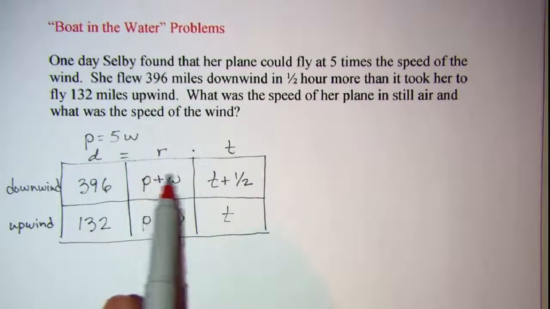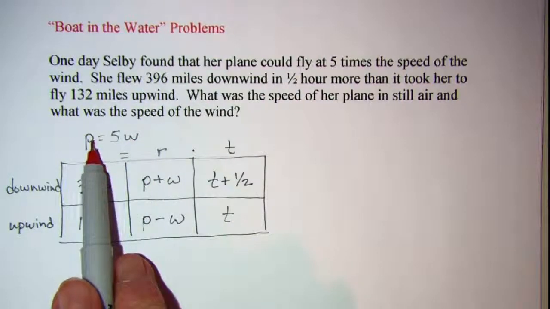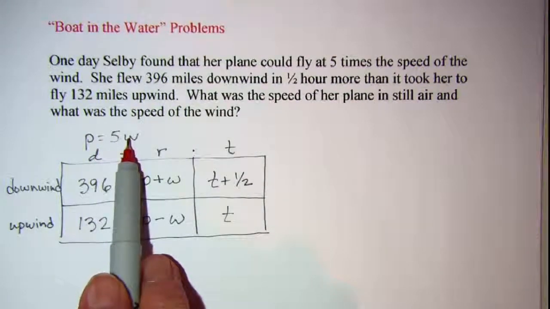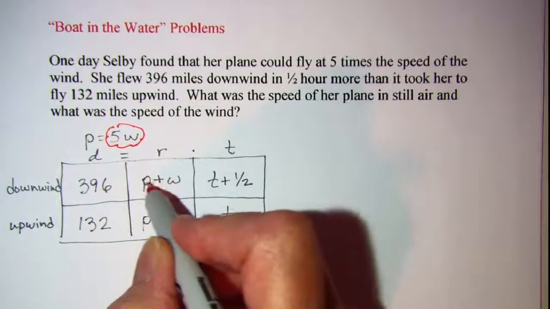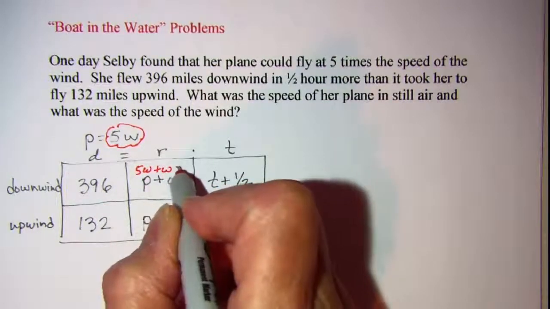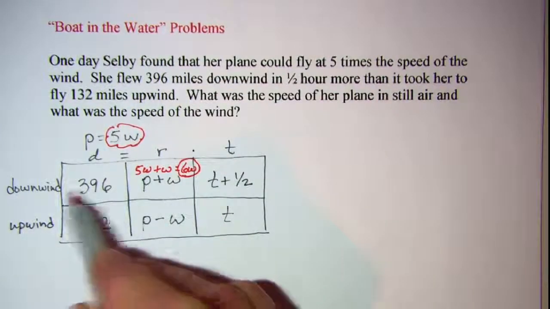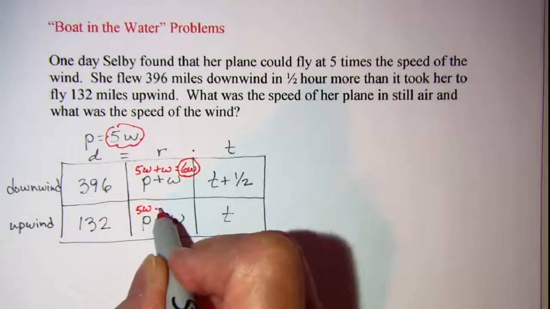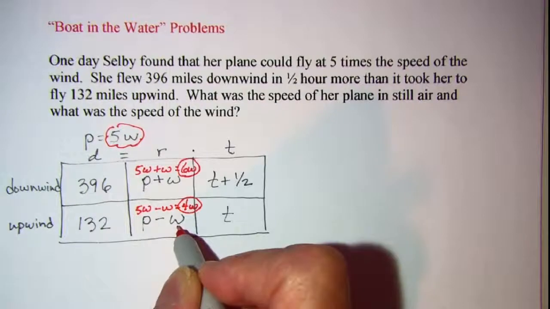Now we can simplify these rates using this equation that I wrote right at the beginning. My plane speed, p, is the same as 5 times the speed of the wind. So I can plug 5w into my dirt box in place of p. So this is 5w plus w, which totals 6w, and that's what I'll use for my rate downwind. And then 5w minus w totals 4w, and that's what I'll use for my rate going upwind.